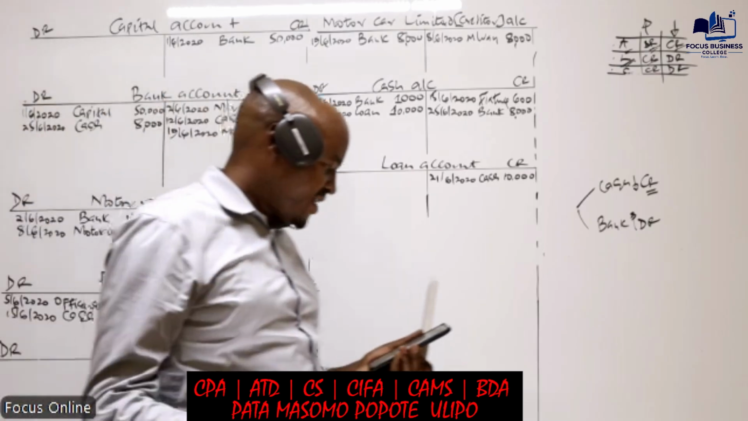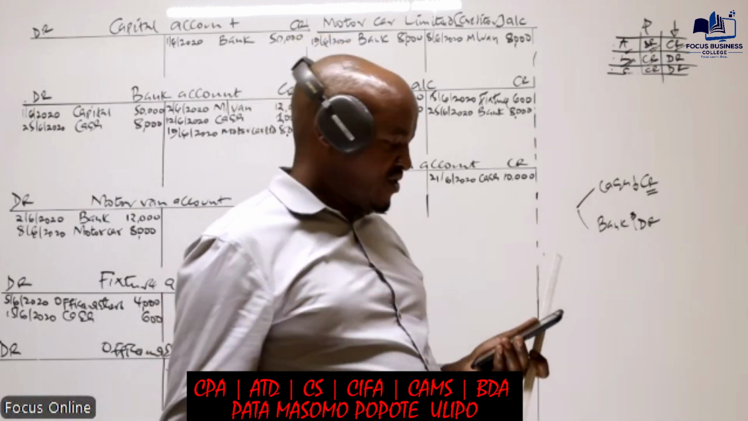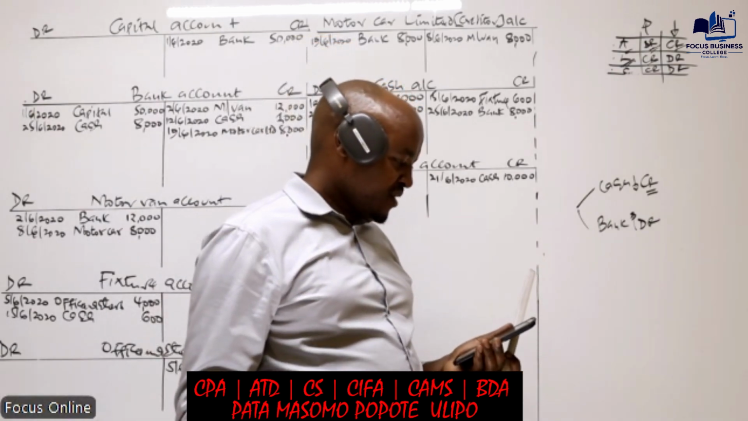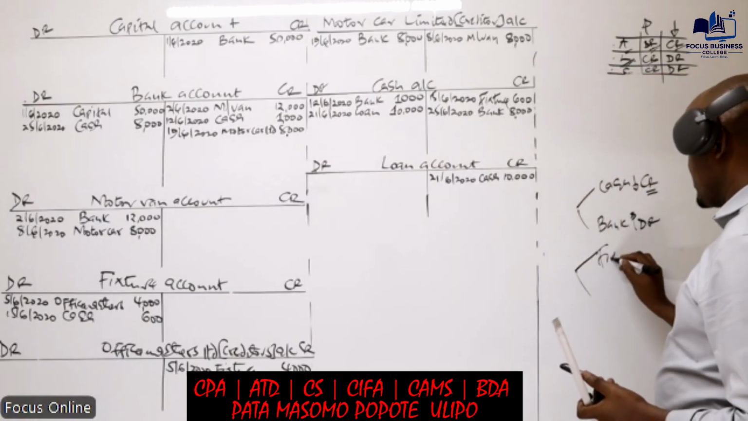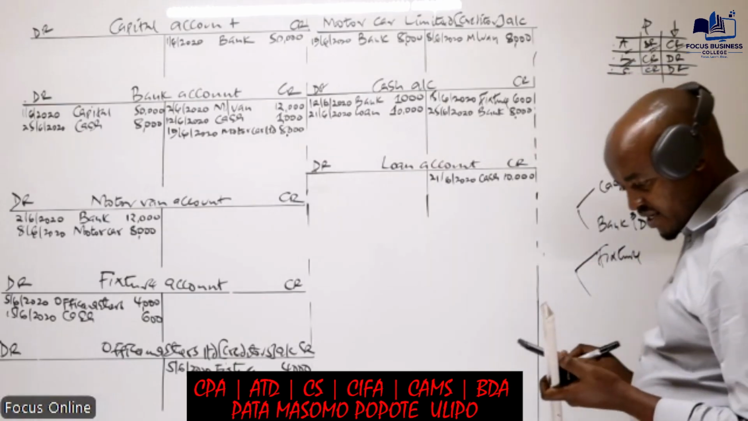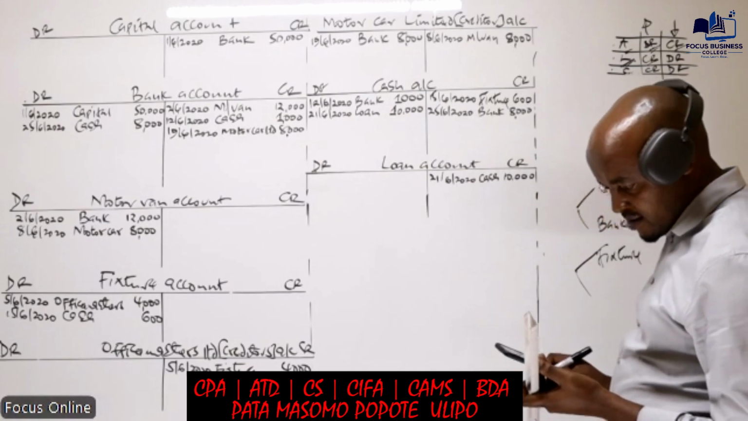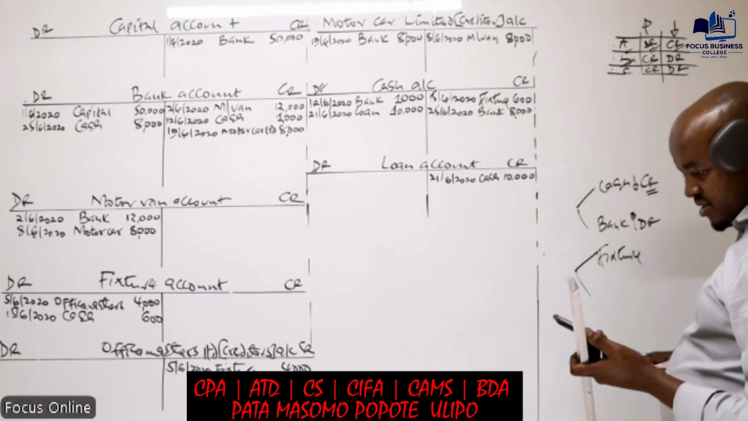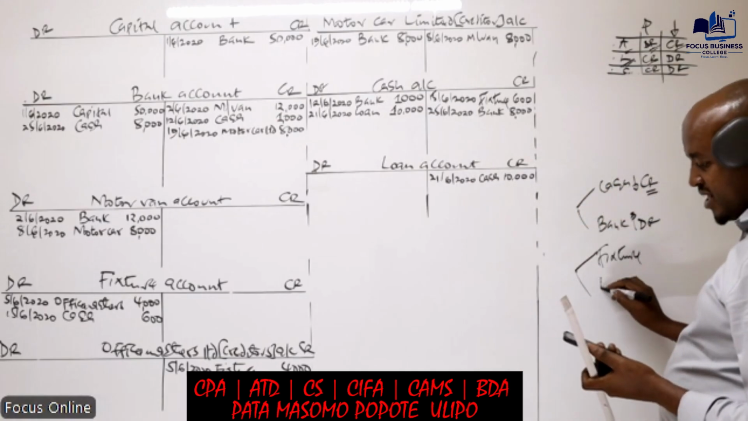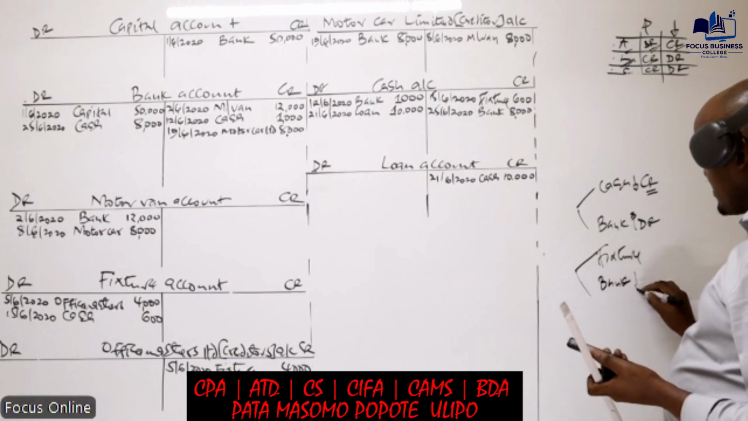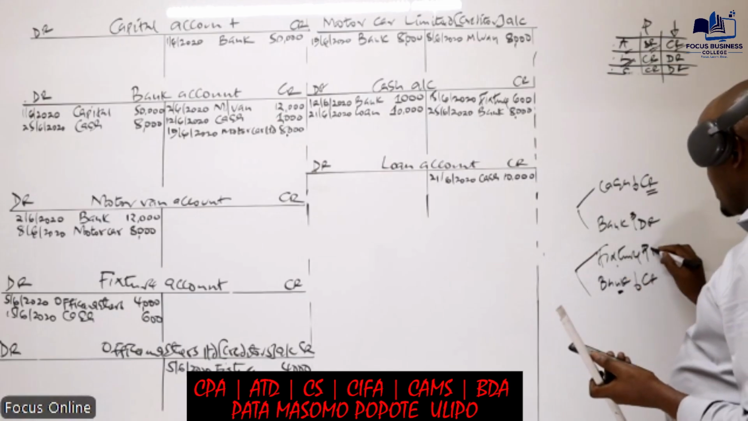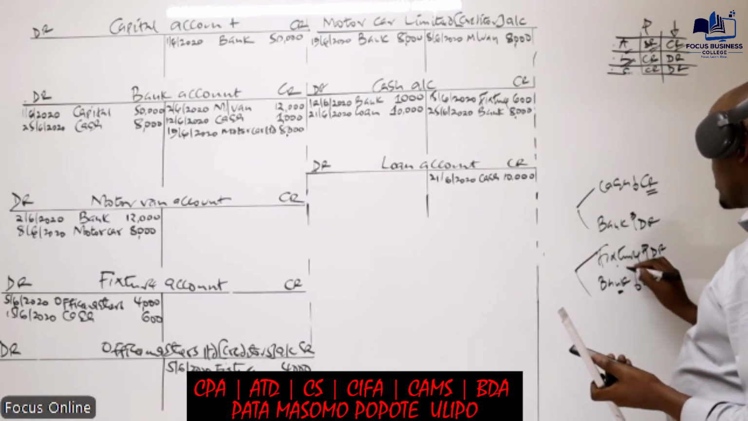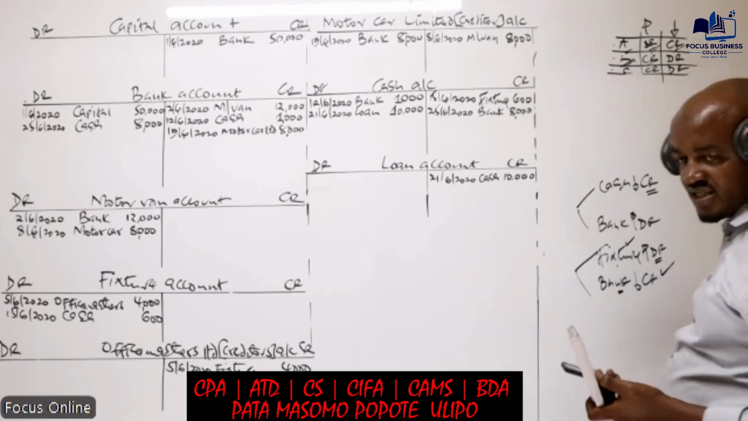So finally, we are told fixtures, bought fixtures paying by check 3,000. So the two accounts to be affected here are the fixtures and the bank. And I hope there is no transaction skipped there. I hope there is none. Yes. So fixtures, and basically they were paid for by check. So the amount of money in the bank reduces, we credit. Fixtures is an asset. This one increases. We do what? We debit. So we debit fixtures, we credit bank.